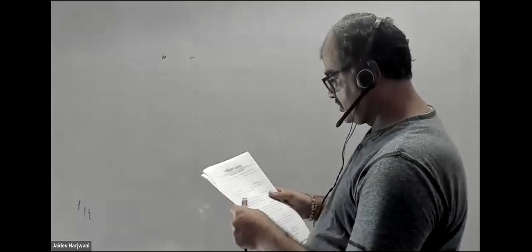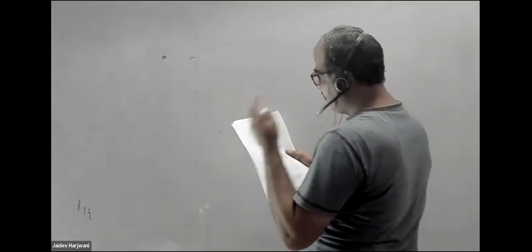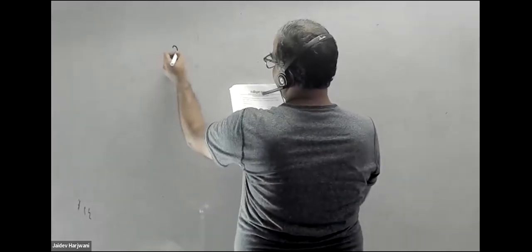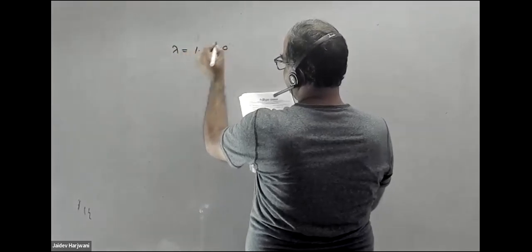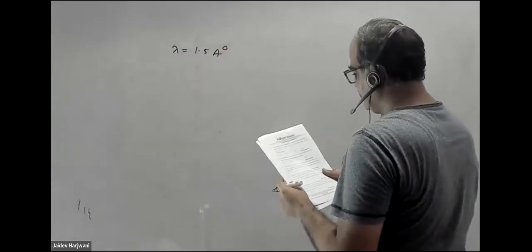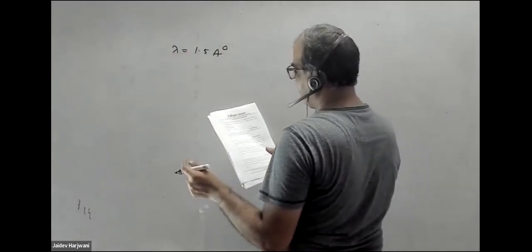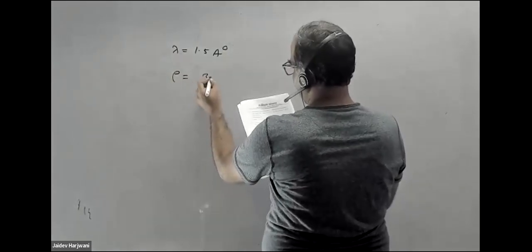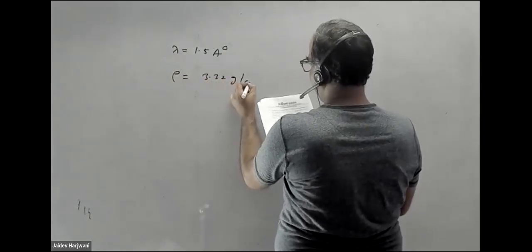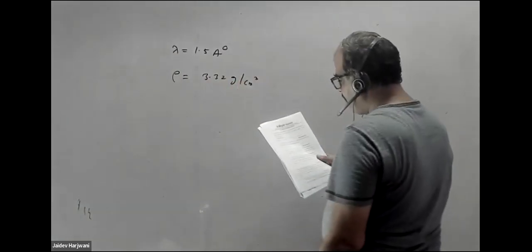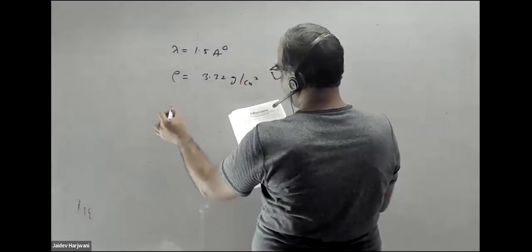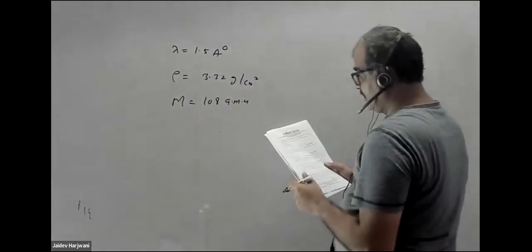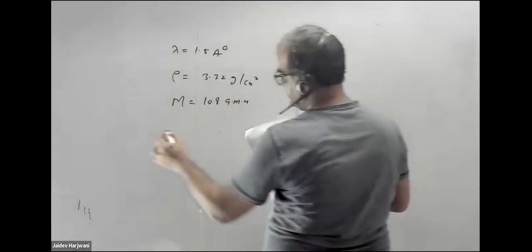We have a question. A narrow beam of X-rays with wavelength lambda of 1.5 angstrom is reflected from an ionic crystal with an FCC lattice structure. The density is 3.32 gram per centimeter cube. The molecular weight is given as 108 AMU. Number one, what is the lattice constant?